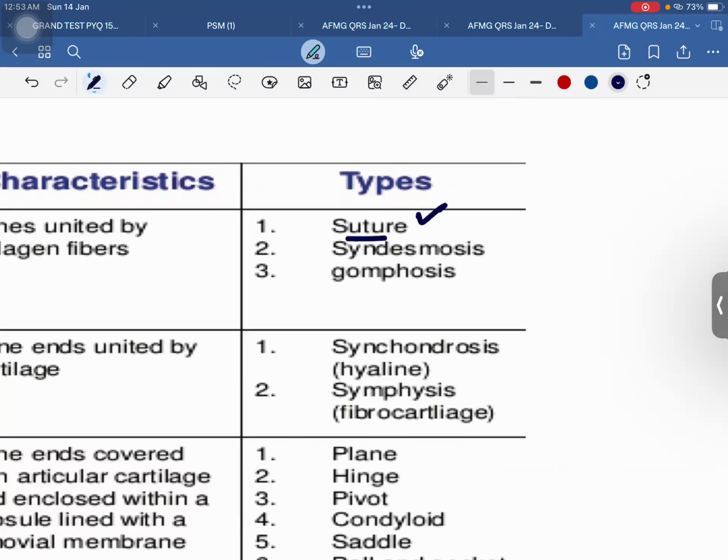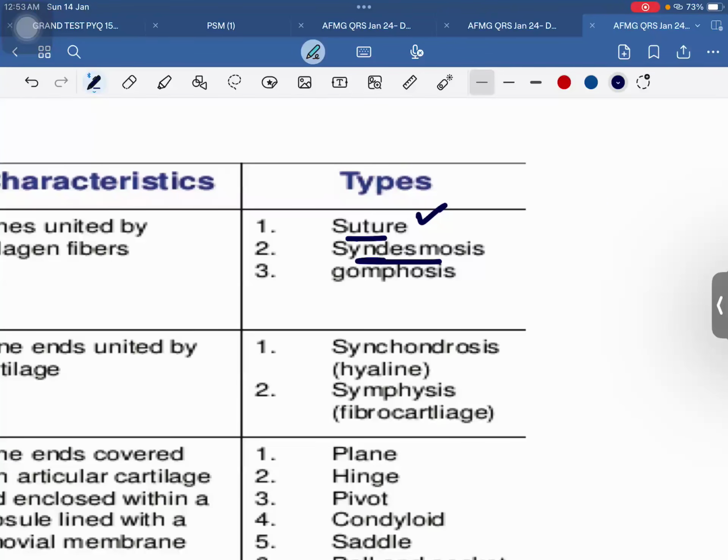The first one, which is there between the two parietal bones, is known as the sagittal suture. The suture between the frontal bone and the parietal bone is known as the coronal suture, and the suture between the parietal and the occipital bone is known as the lambdoid suture, and the suture between the two frontal bones is known as the metopic suture, beta. So all of these sutures are fibrous joints.